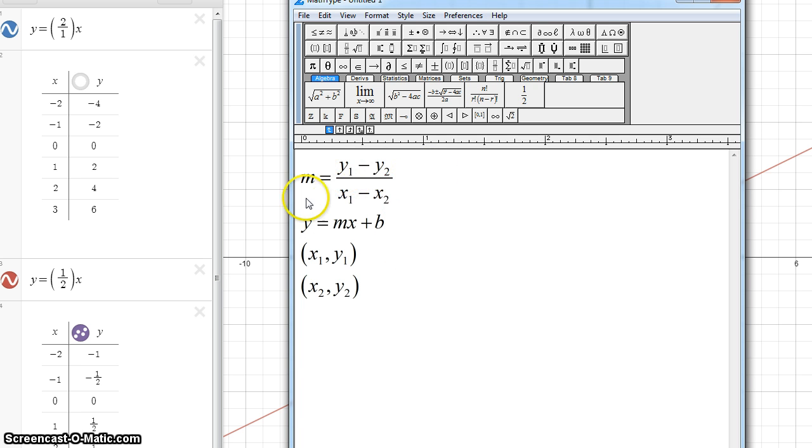So it's the change in y over the change in x. So you take any point, x1, y1, and any other point, x2, y2, and you find the difference of those, and that'll describe the steepness of the line.